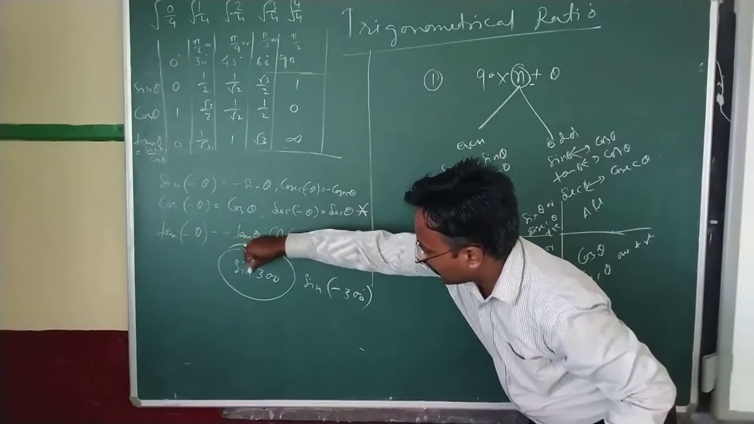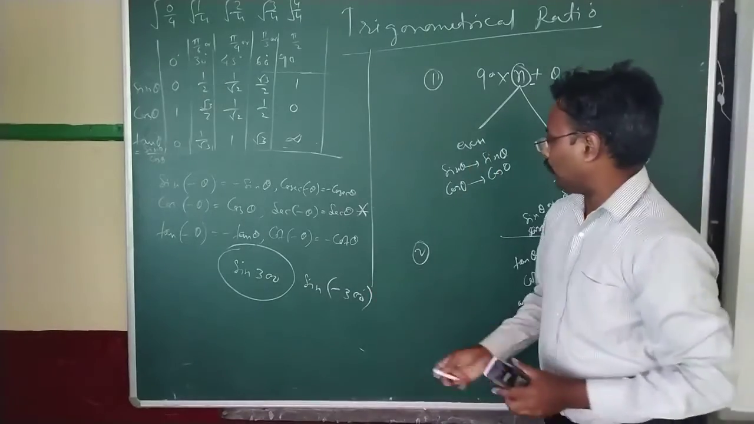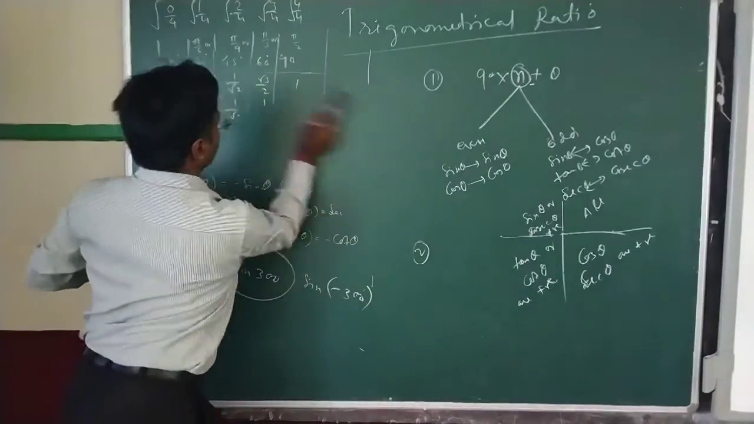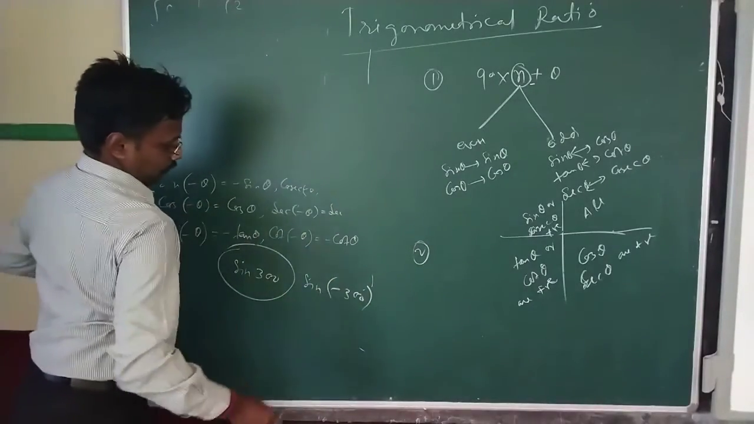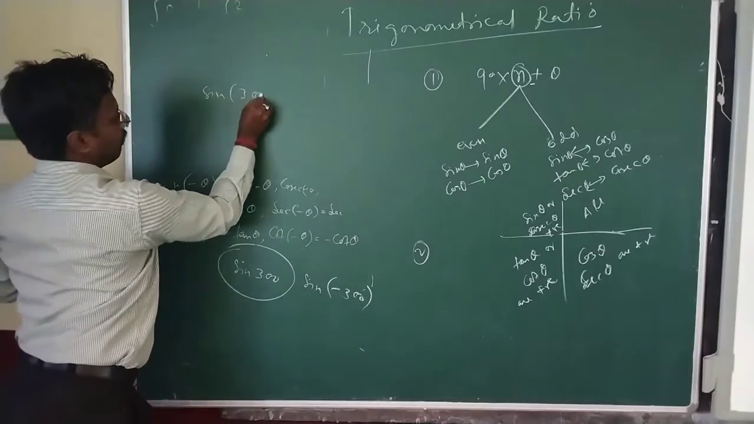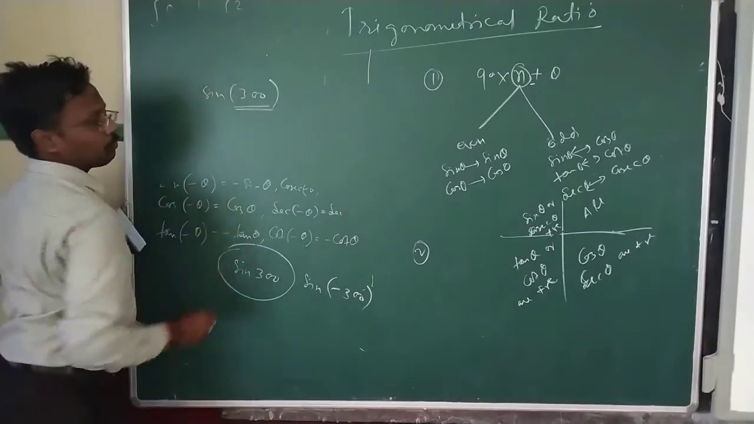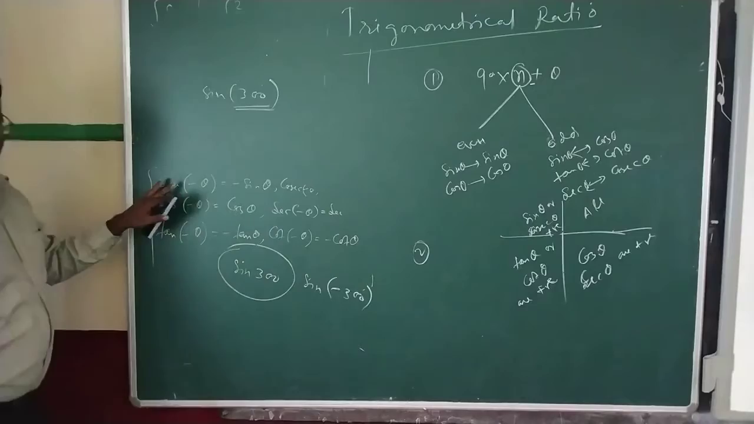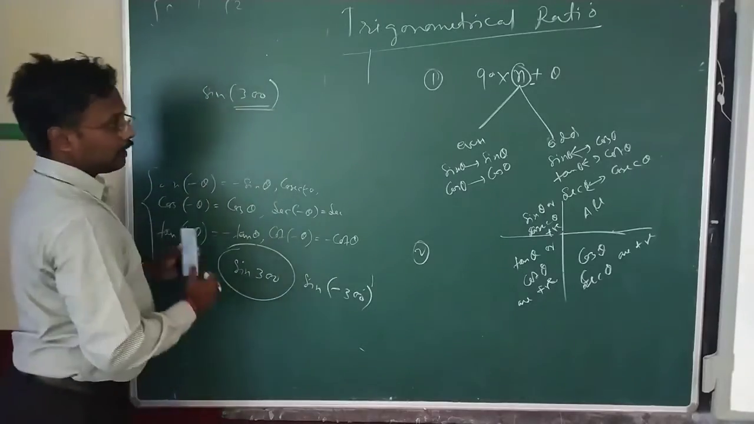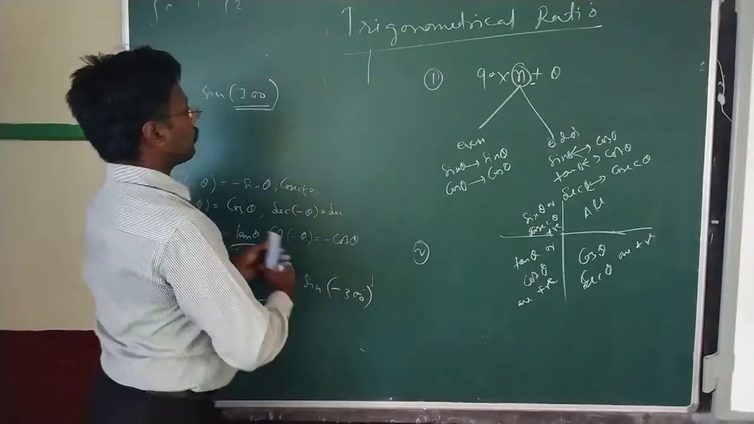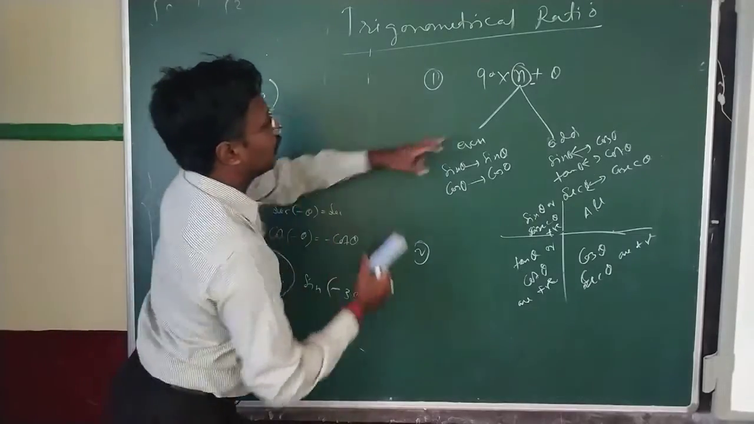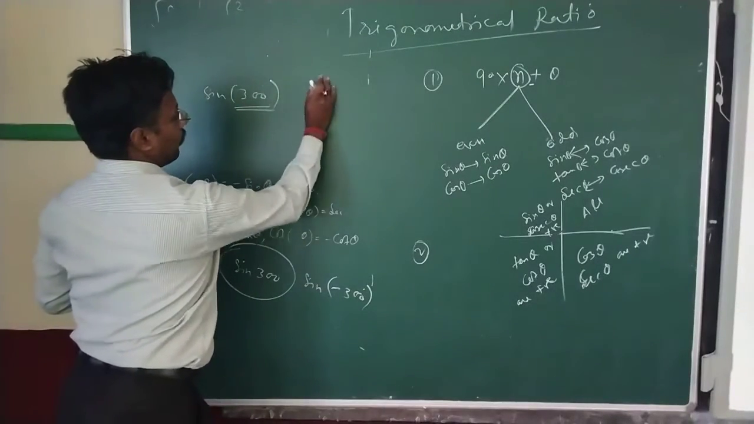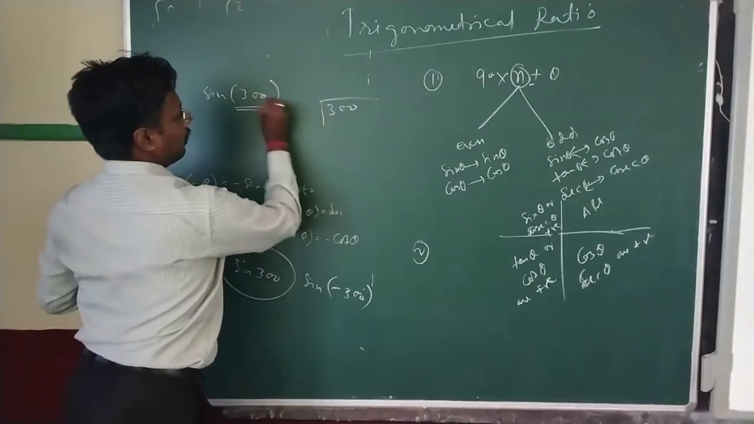So let's take an example. If you want to find sine 300 degree, first of all you need to check whether the angle is positive or negative. If the angle is negative, then we have this formula. If it is positive, then directly we can go for these steps. So first you need to get this angle in the form of 90 into n plus theta or minus theta. So how to get it? The easy method is divide this angle by 90.